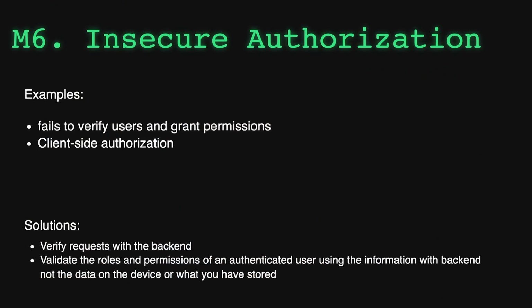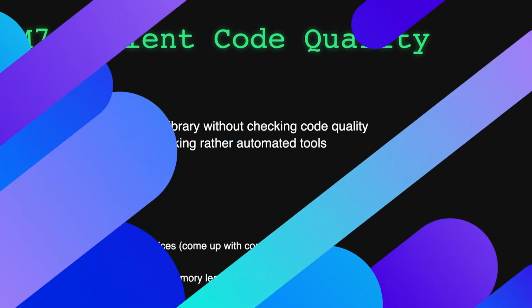So, failing to verify a user and grant a permission is a big security problem in mobile applications. Another example of this problem could be only relying on client-side authorization, which can be tampered. The solution could be always verifying your request with the backend, or making sure you're validating the roles and permissions with a trusted server.